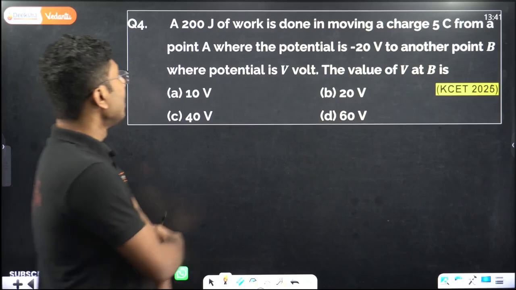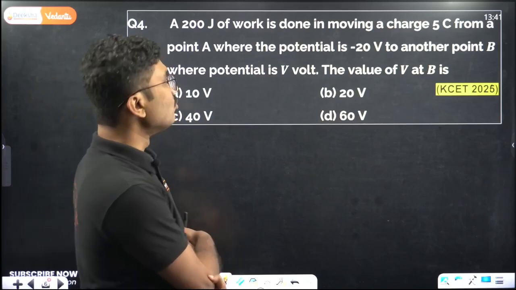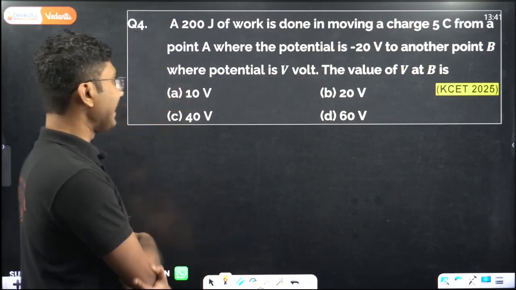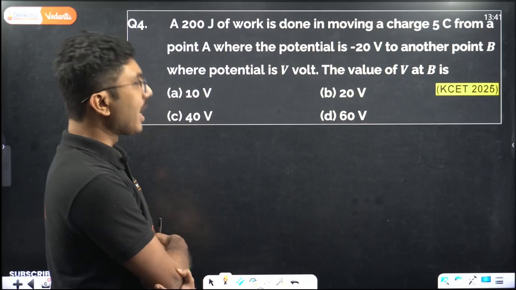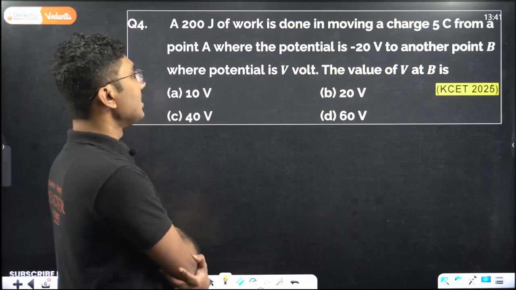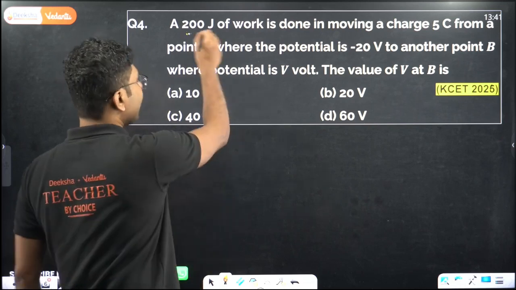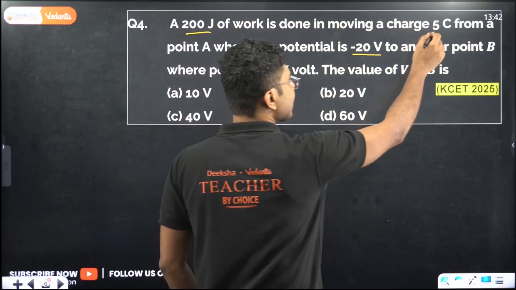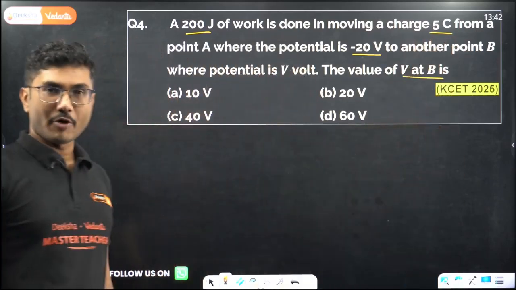Next, 200 joules of work is done in moving a charge of 5 coulomb from a point A where the potential is minus 20 volt to another point B where the potential is V volt. The value of V at B is. So work done is given. Okay, the starting point's potential is given, the charge is given, they ask you what is the final point's potential.